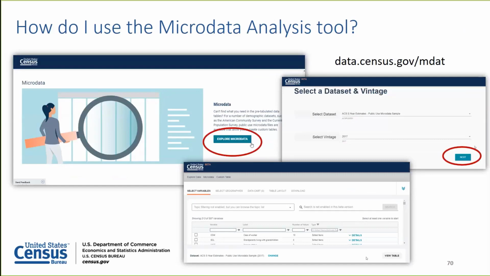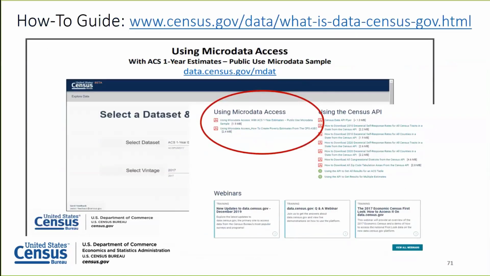And the last one is, we get lots of questions on how do I use the microdata analysis tool. It is a beta, so it does need a little bit more instruction along with it. On that resource page, we have some information. You could either scroll down on the landing page to explore the microdata, or you can go to data.census.gov/MDAT. And then here's that how-to guide on our resource page.